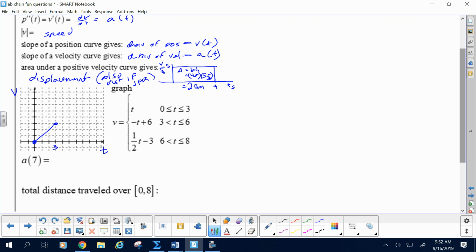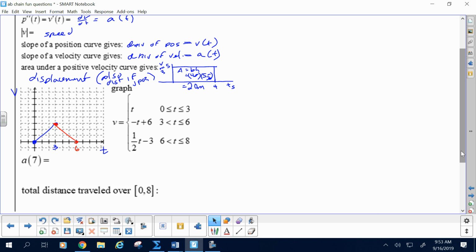Yeah? All right. From time 3 to time 6, let's get the starting point. At time 3, where does the second graph start? You put in time 3, negative 3 plus 6 is 3. So it starts at (3, 3), which is to say it's picking up where the other graph left off. That's good, because velocity needs to be continuous. What about at time 6? Where does it end? At time 6, velocity is 0. And what's the slope in between? Negative 1. So we're looking at a second branch that looks like that.